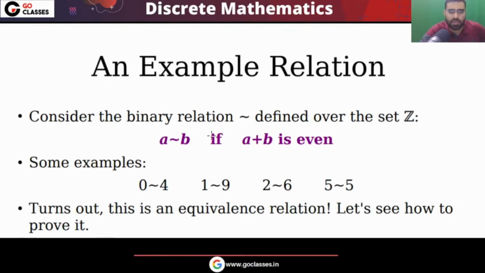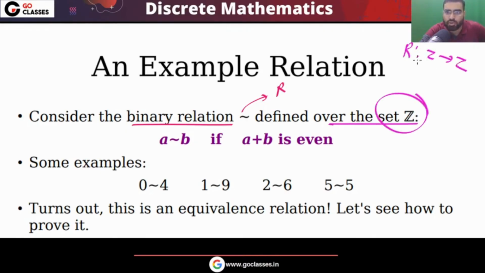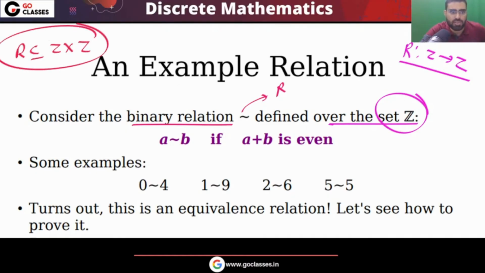For example, you can see this one. You have a relation, let's call it R. Now what is this relation saying? This is over the set of integers. It means that this is a relation from the set of integers to the set of integers. It simply means that this relation is a subset of Z cross Z, because this is on Z.